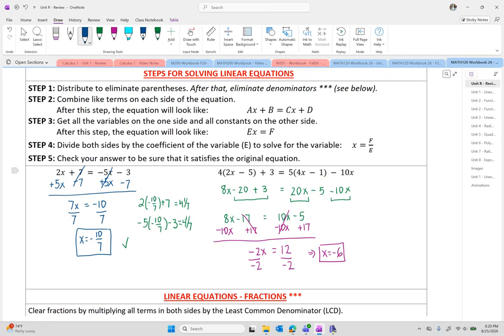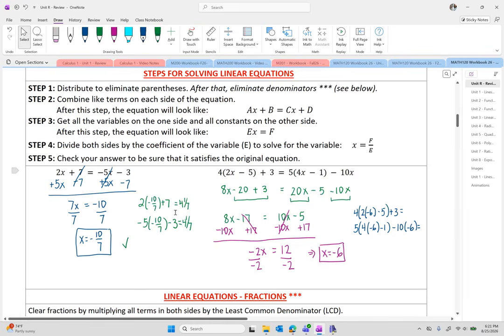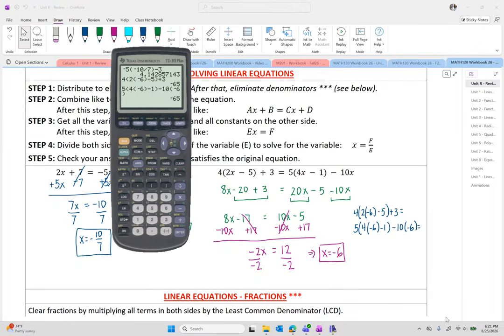So let's try that. So I will do 4 times 2x, x is negative 6, minus 5 plus 3 in my calculator. Notice that every time I punch in the value of x, I do use parentheses always so that my calculator knows to multiply. And if these values are both equal to each other, then I have correctly found the solution to be x equal to -6.